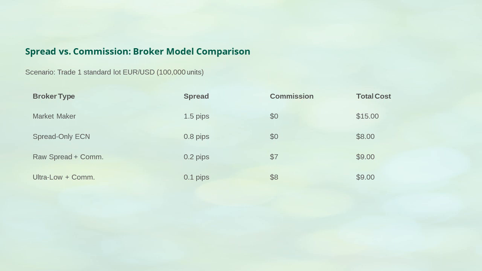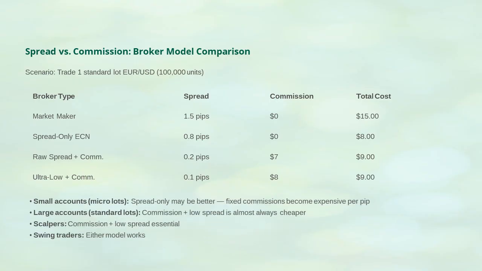So, which is better? It depends on your trading style and account size. For small accounts trading micro lots, spread-only models are often better because fixed commissions become expensive relative to the pip value. For large accounts trading standard lots, commission-based accounts with raw spreads are almost always cheaper. For scalpers, a commission-based account with ultra-tight spreads is essential.